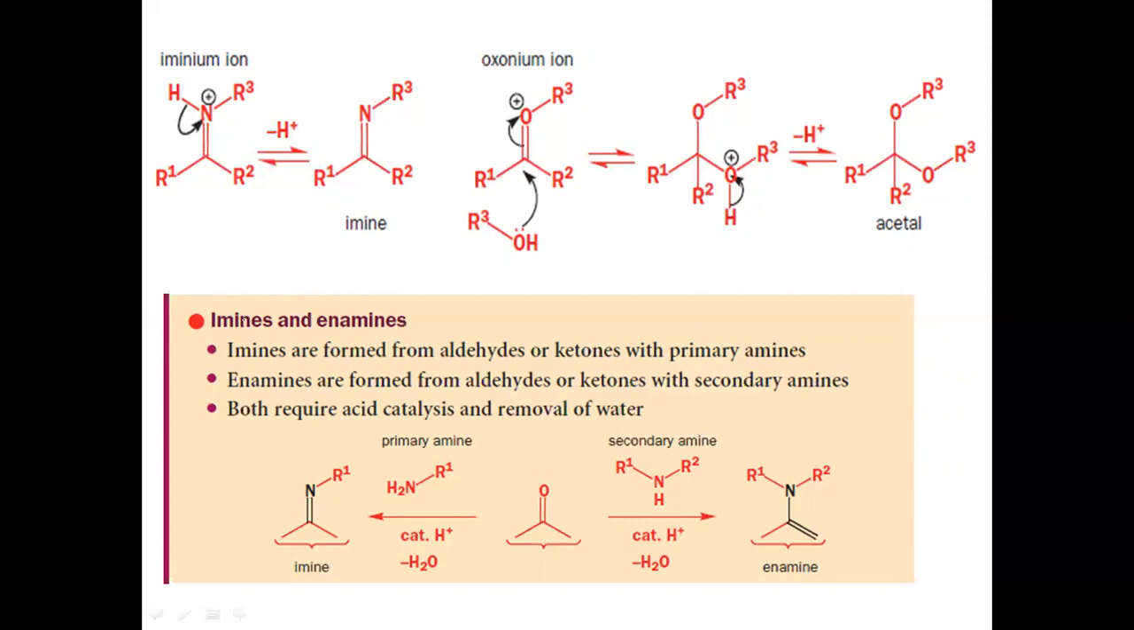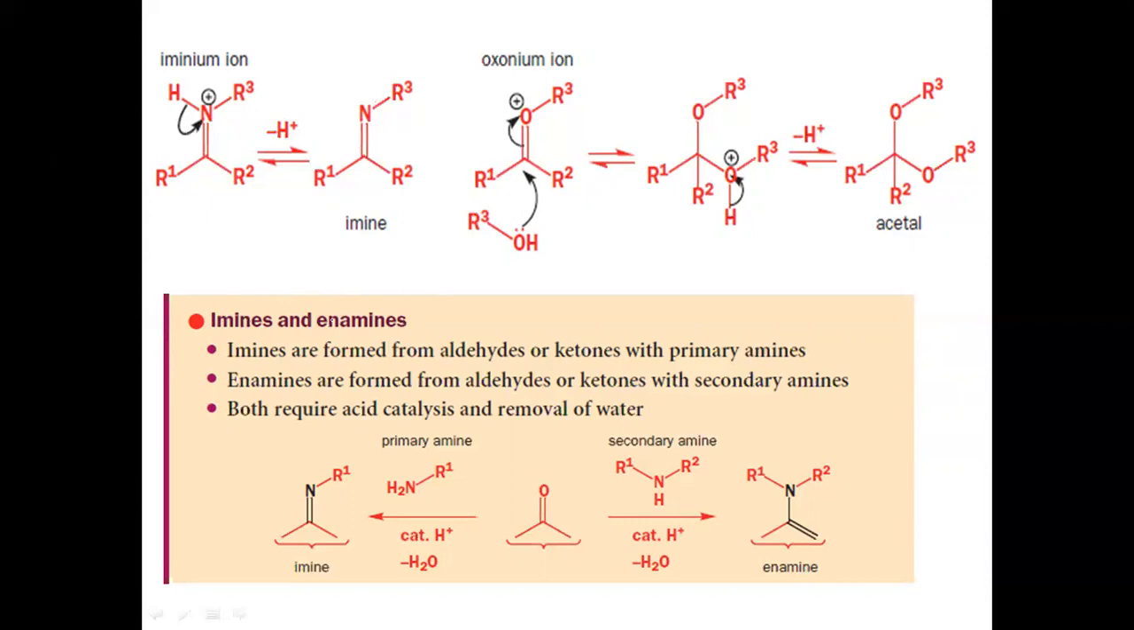So how are imines formed? Imines are formed when you have aldehydes and ketones reacting with primary amines. How are enamines formed? Enamines are formed when you have aldehydes and ketones reacting with secondary amines. Okay, I am repeating. Imines are formed when I have aldehydes and ketones reacting with primary amine.